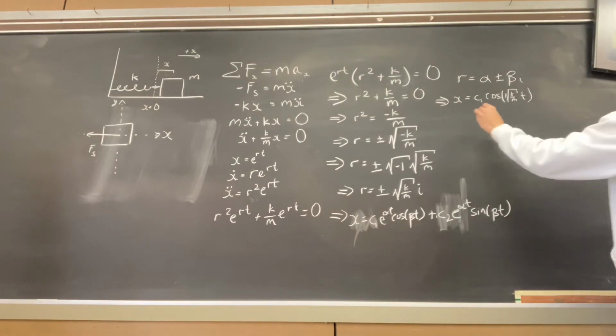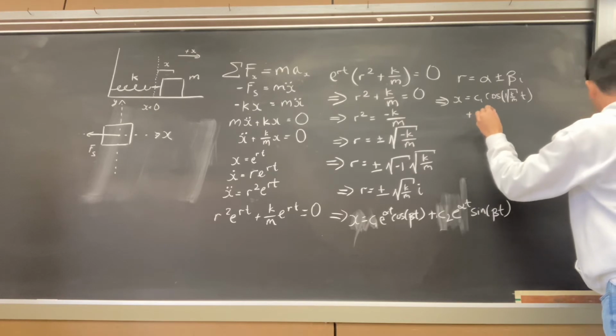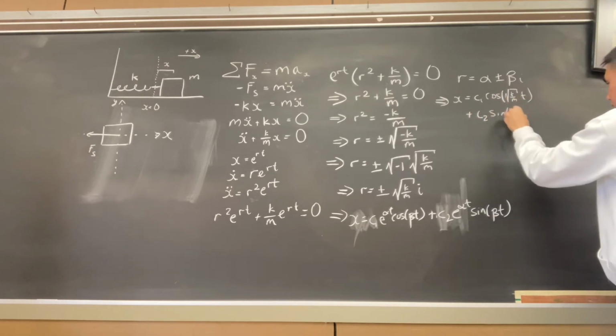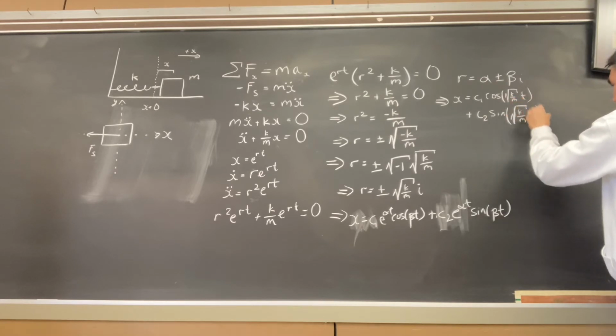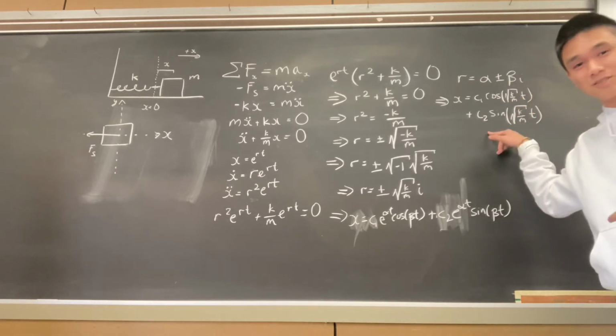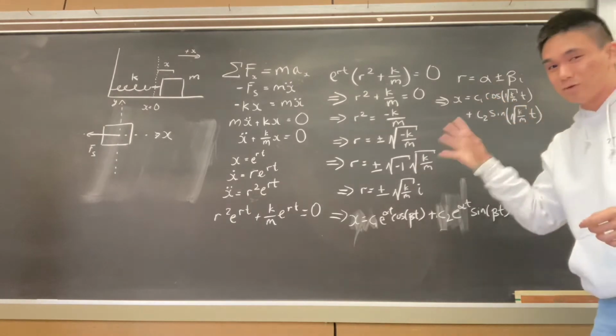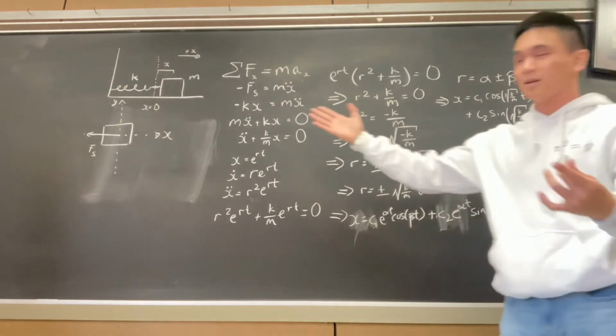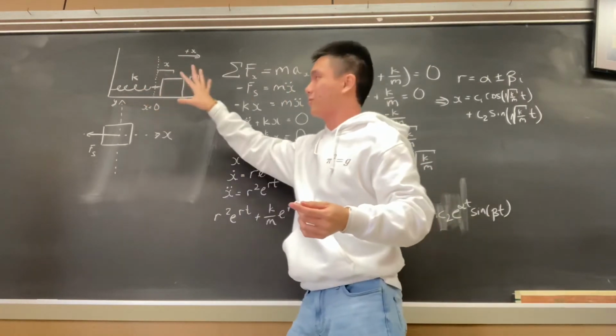Okay, I'm gonna write the next part here. Plus C2 sine of square root K over M T. So this is not your standard answer as what you would see in a physics class, but this is the general solution, which describes the position X as a function of time for this specific setup.